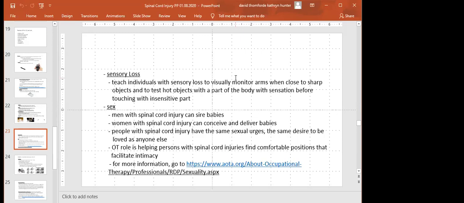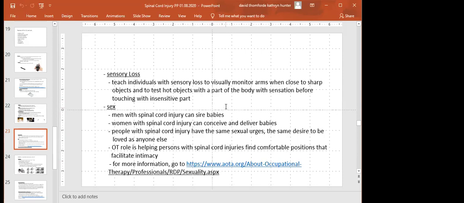And then the last topic to talk about is sex. This is, again, a complicated issue. Occupational therapists specialize in this area. We can't go into details here. There's a little bit more information below in this website. But the important thing to remember is that people with spinal cord injury are human beings, that men with spinal cord injury can sire babies.